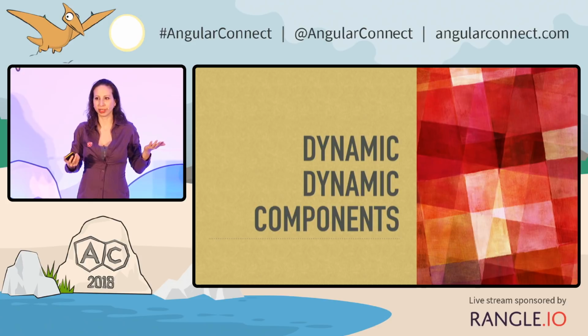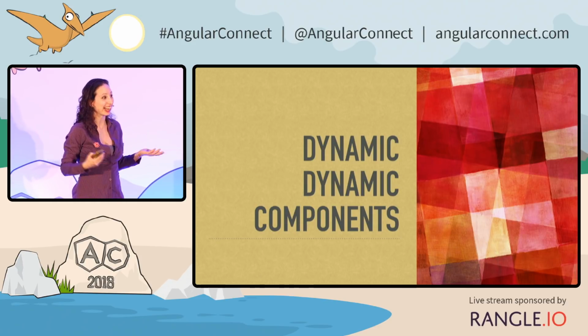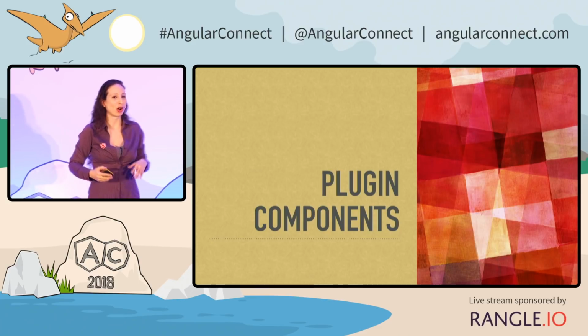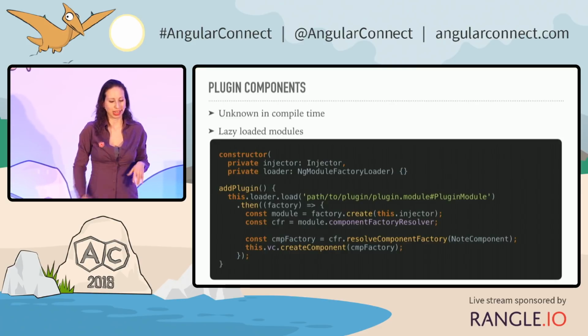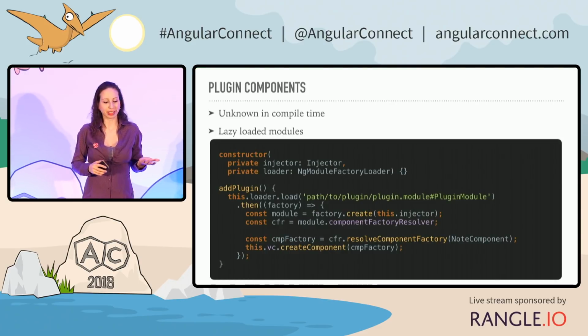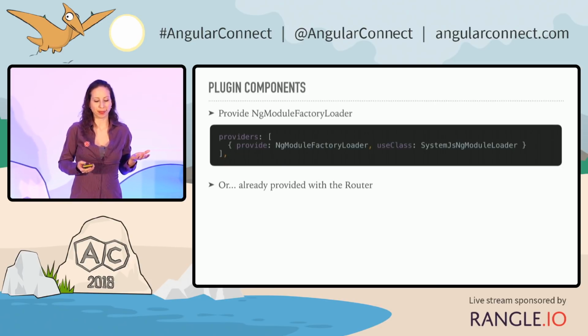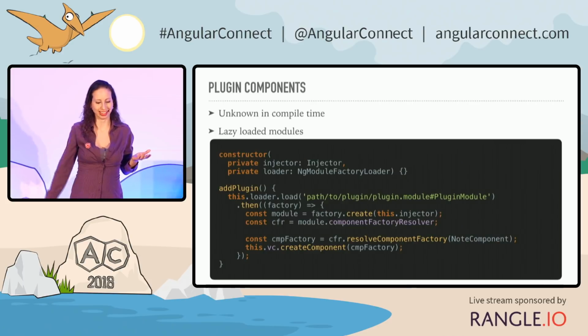So what do we do about that? We're creating dynamic components, or plugin components, you can call them, or lazy-loaded components. So they are unknown at compile time, and they're lazy-loaded. How do we do that? Well, oops.